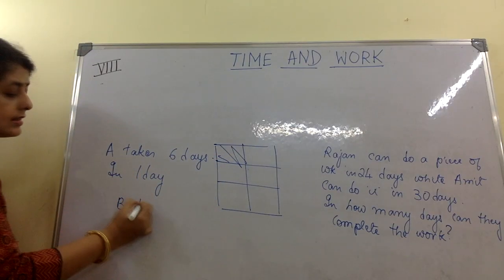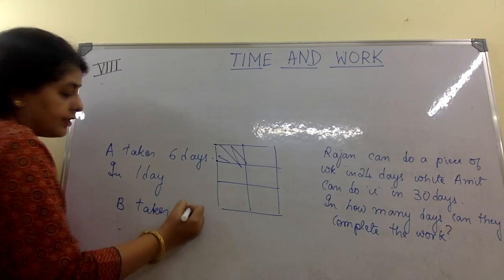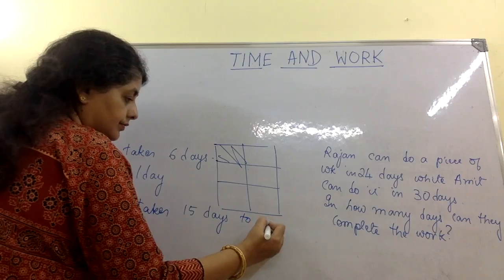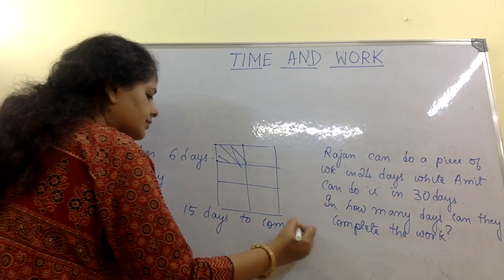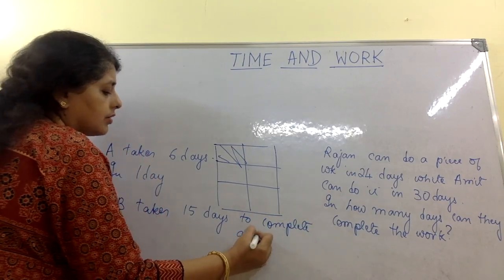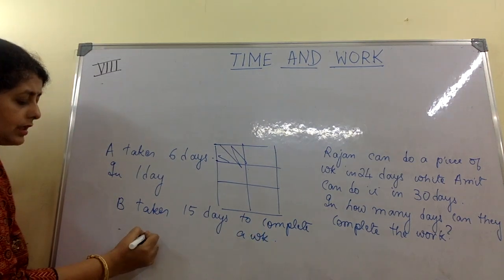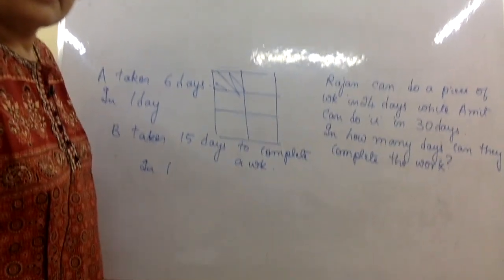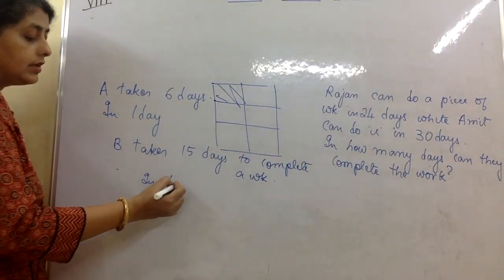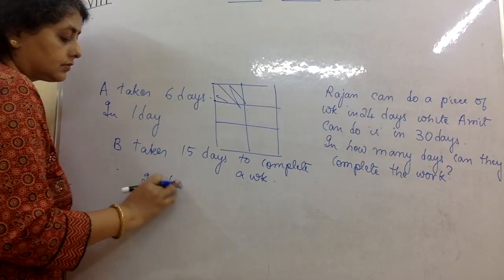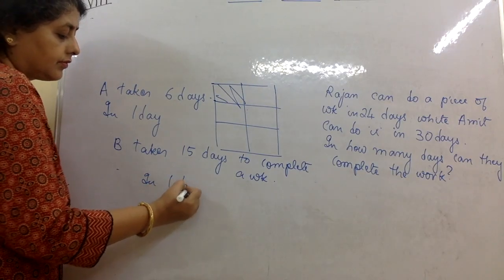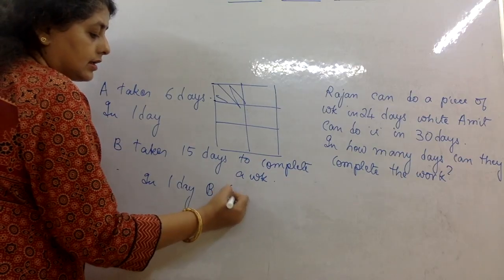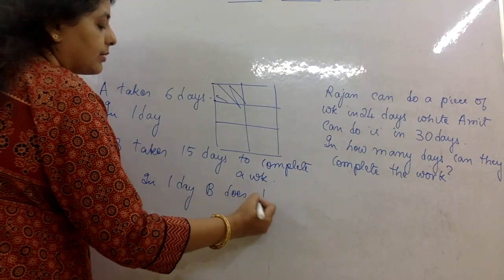Similarly, B takes 15 days to complete a work. In 1 day, B does how much? B does 1 by 15th.